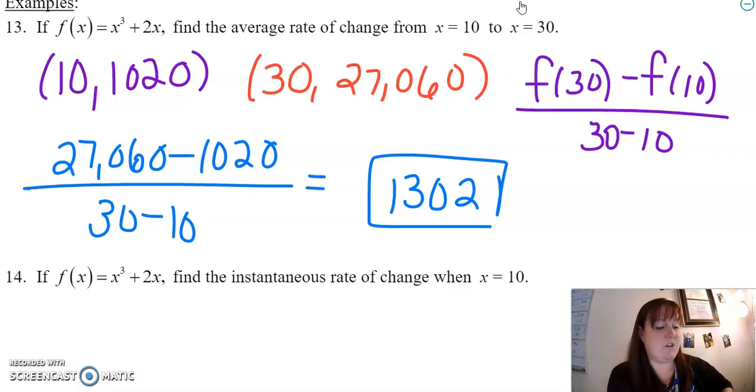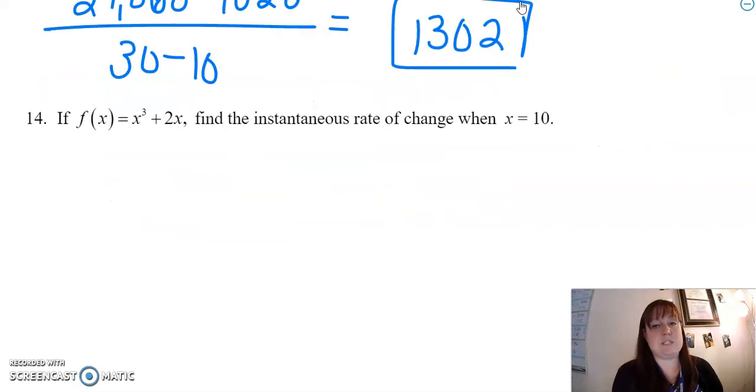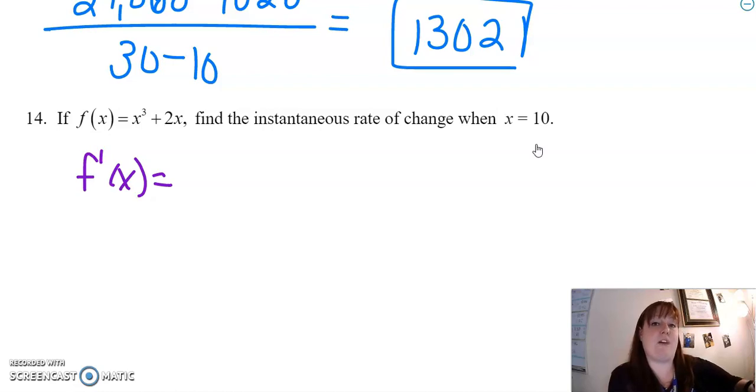So now it's asking me for the instantaneous rate of change when x equals 10. So this was our average rate of change over an interval, just like our average speed over a trip. This is telling me how fast am I going at this exact moment when x equals 10. So that's the derivative. So I do f prime of x. Make sure you write good notation when you're solving for a derivative. Make sure that you write that you're solving for a derivative. Write f prime of x or dy dx, because otherwise you just have some random equal sign and we don't really know what you're solving, right? So f prime of x equals 3x squared plus 2.